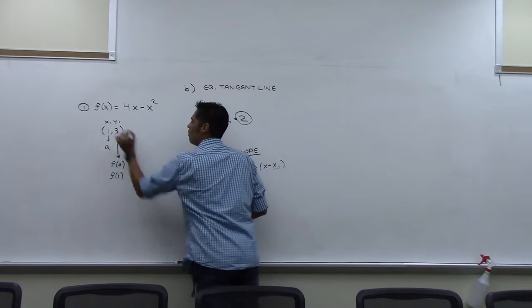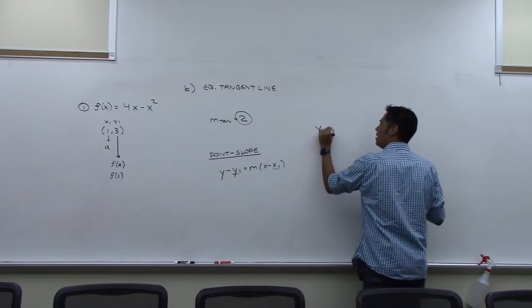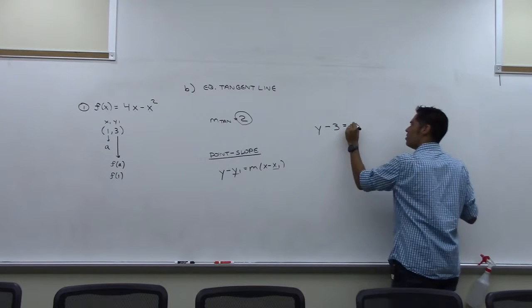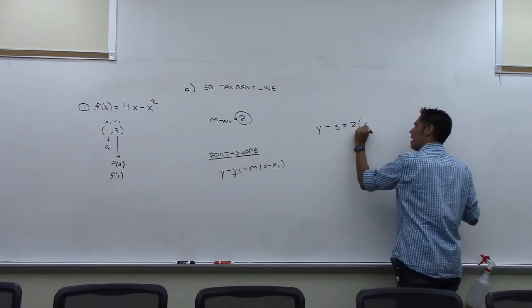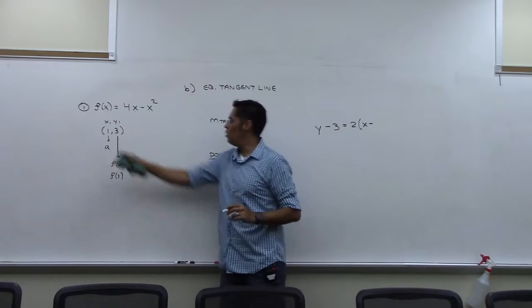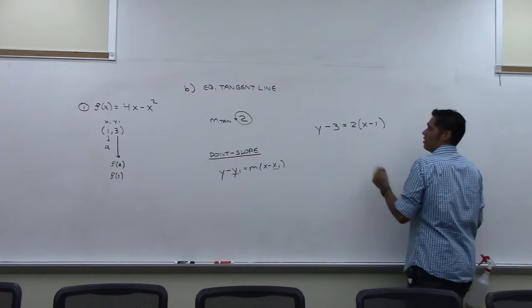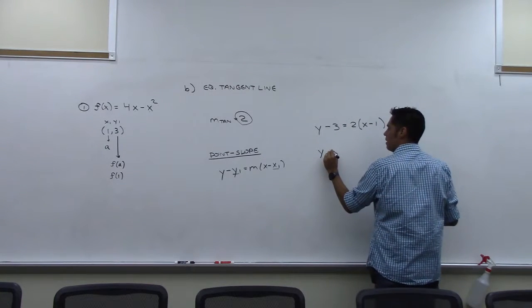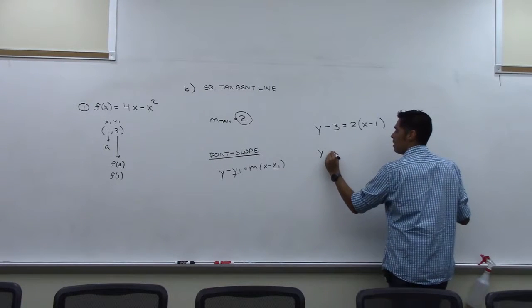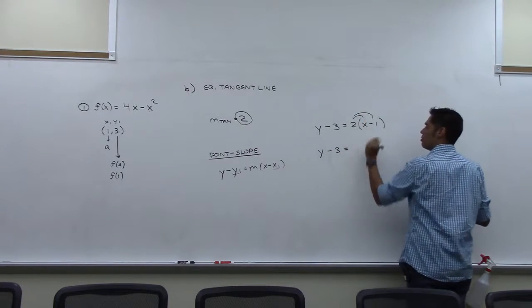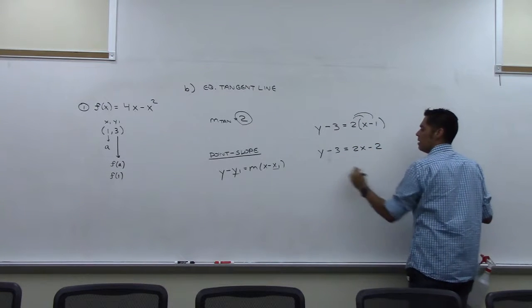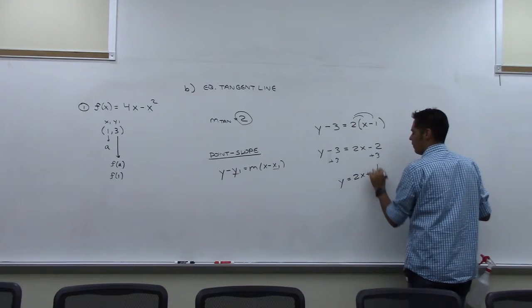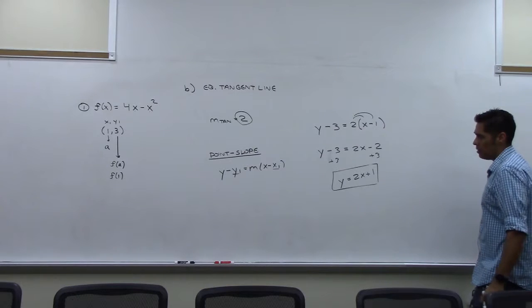This is x1, this is y1. So I can just rewrite this as y minus y1, which is 3, equals the slope, which is 2, times x minus x1, but x1 here is 1. And that is the equation of the line. Now, we always like to solve for y to get what's called slope-intercept form. So first thing I'll do is distribute the 2 through, 2x minus 2. Then I'll add 3 to both sides. y is 2x plus 1. All right, there it is. That's the equation of the line.